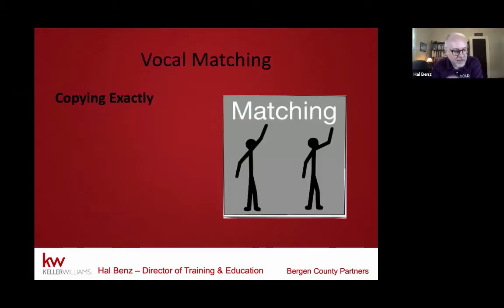And vocal matching is all about trying to mimic the pace, the tone, the volume, and to copy the inflection. I'm going to encourage you to avoid trying to copy accents, because copying an accent, especially if you're not graceful at it, can sound like you're making fun of folks.